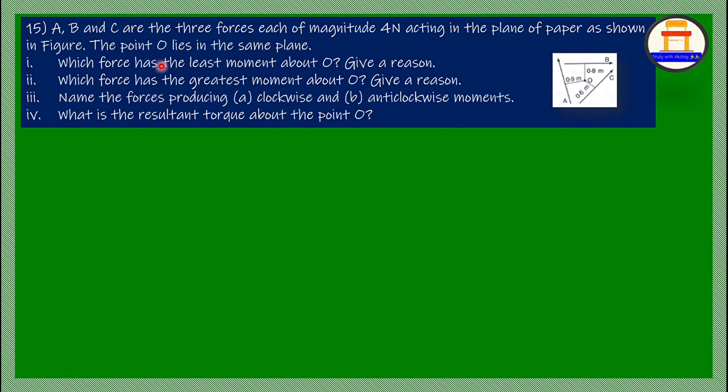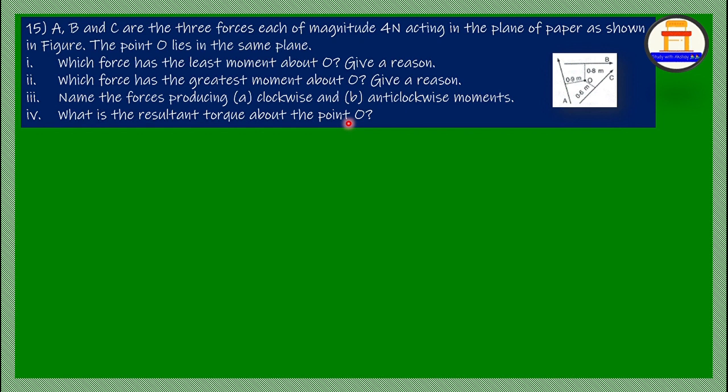Which of the following has the least moment about O? Give reason. Which of the following has the greatest moment about O? Give reason. Name the forces producing first clockwise moments, second anti-clockwise moments. What is the resultant torque about the point O?